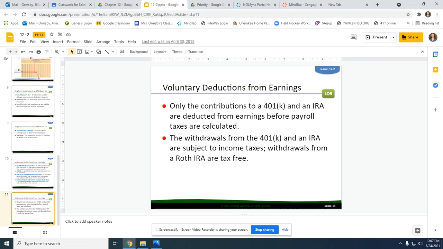So only the contributions to a 401k and an IRA are deducted from the earnings before payroll taxes are calculated. Withdrawals from the 401k and the IRA are then going to be income tax, but withdrawals from the Roth IRA are going to be tax free, like I said before. So, as the person responsible for payroll, it's important for you to understand these rules so you know exactly what to take out of an employee's paycheck.